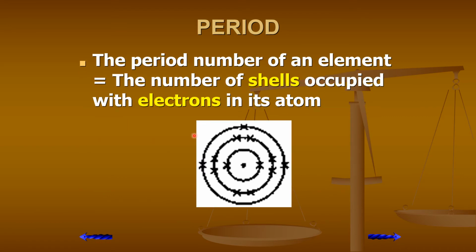So how about period? The period number of an element is equal to the number of shells occupied with electrons in its atom. So for example, we have this atom. How many shells occupied with electrons? 1, 2, 3. So this atom, we will find it in period 3. Kalau group, cuba tengok ni. How many valence electrons? 1, 2, 3. So period 3, group 13. This one is an example.